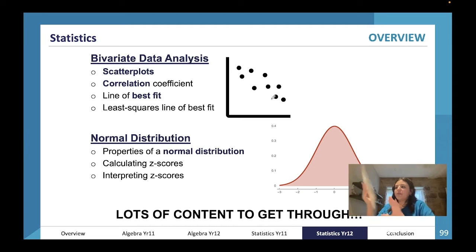The first thing I wanted to draw your attention to is stats has a whole section on the formula sheet. All of this stuff is related to normal distribution, the whole section. So this section is covered on the summary sheet, but you need to know what it actually means.